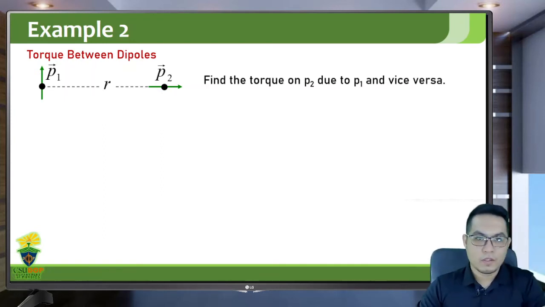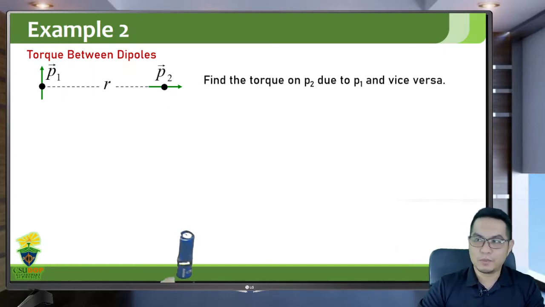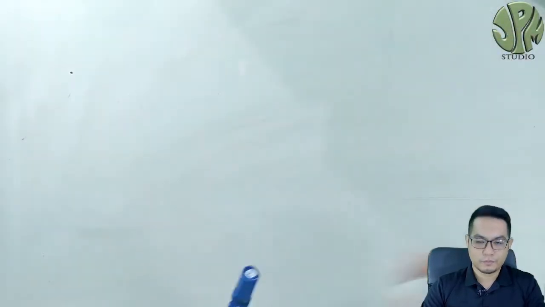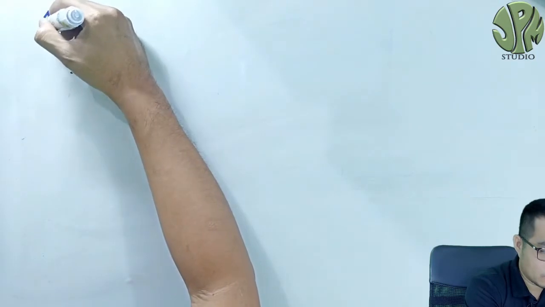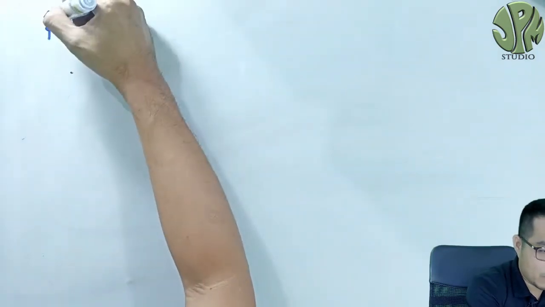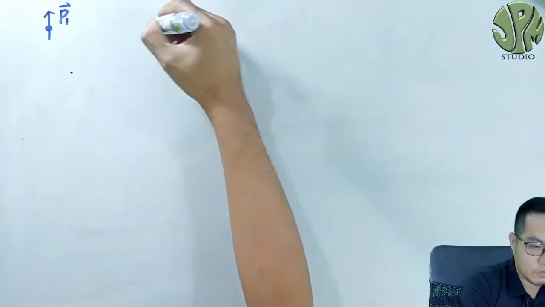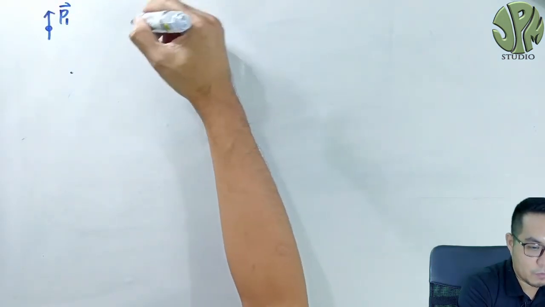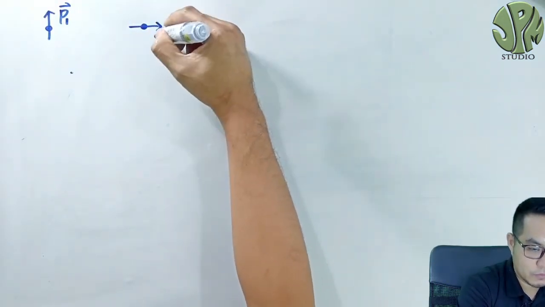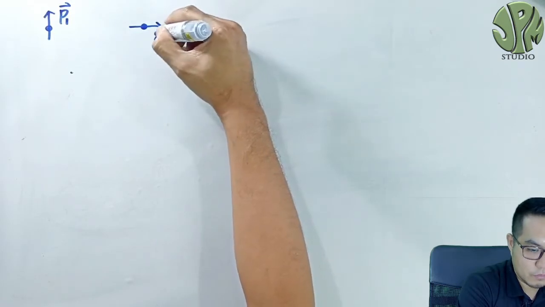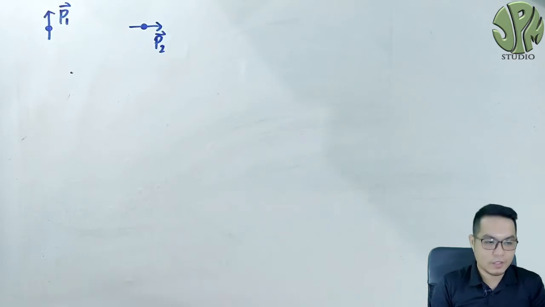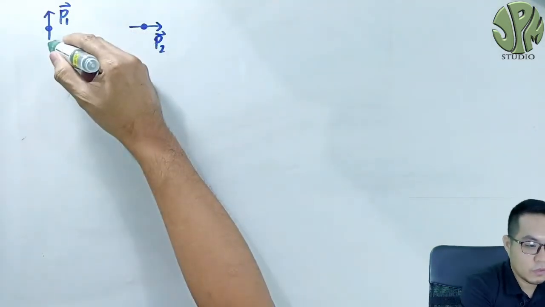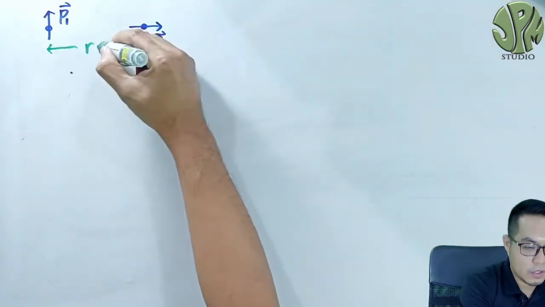So we will start. I'm just going to go to my board mode and write the problem again. So this is P1 and I have here P2. They are separated by a distance r. So this distance is r.